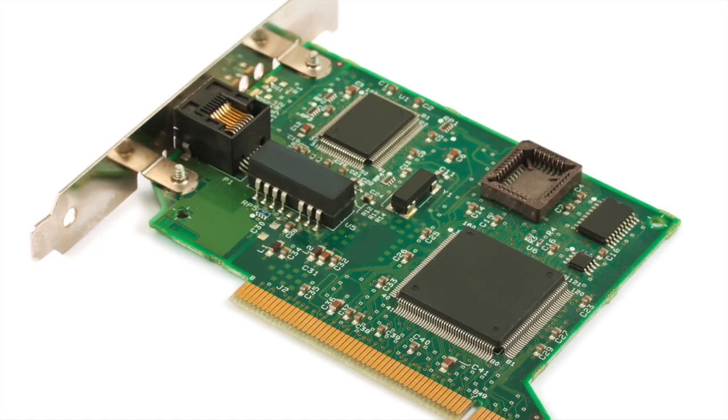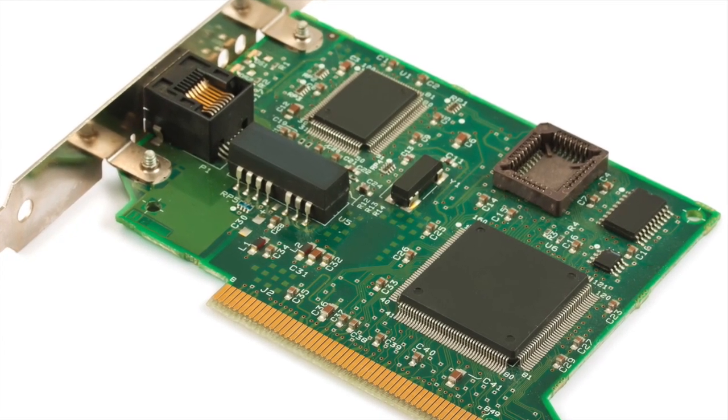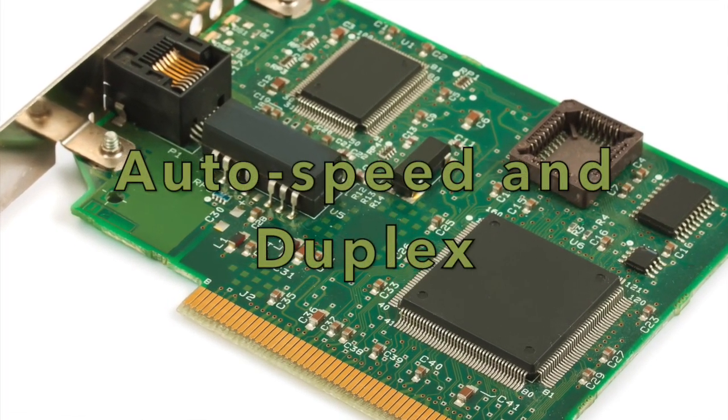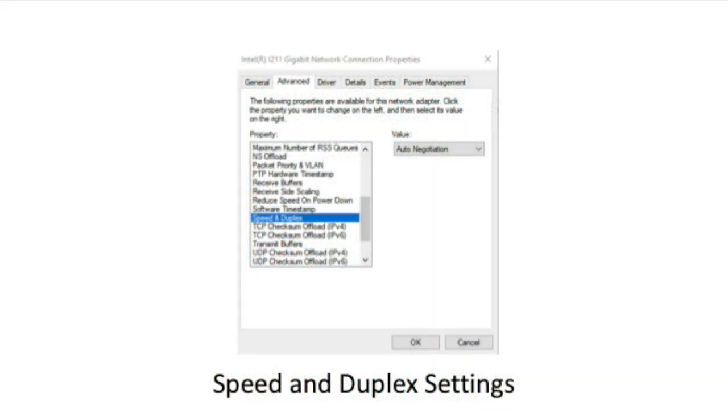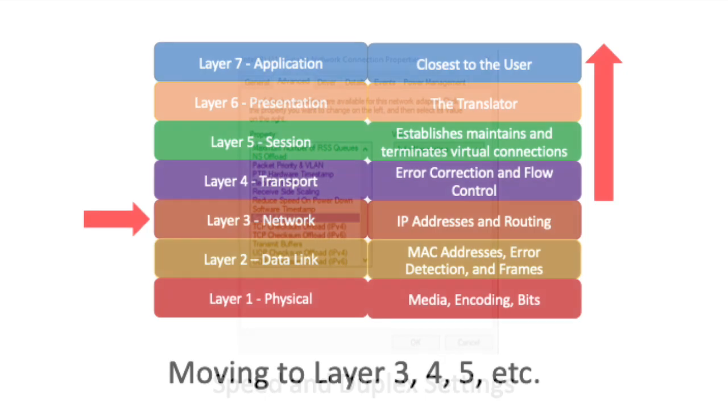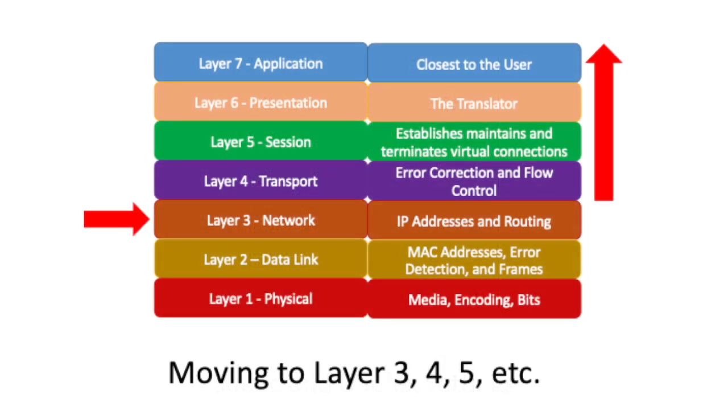Modern network interface cards, NICs, and switches use auto speed and duplex to automatically adjust to the criteria of the networks they connect to. However, if a user tinkers with the speed and duplex settings on a network card, this could result in problems. This can be checked in the Ethernet properties of the NIC. When a technician has exhausted all the possible Layer 2 problems, they should continue troubleshooting problems in the next successive layer until they discover and resolve the problem.